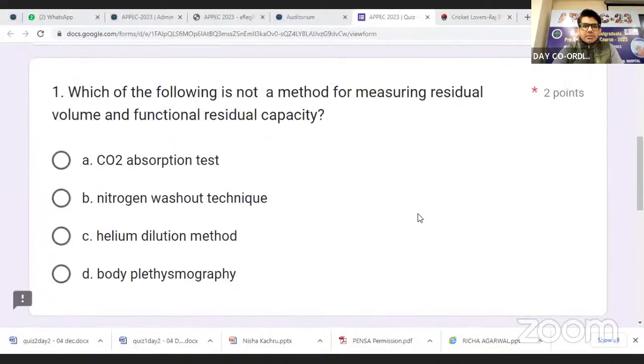Well presented. So we'll quickly have our first quiz for the day before we start with the long case discussion. Can we have the questions for the quiz? The delegates are required to answer them as fast as possible. The first question is, which of the following is not a method for measuring the residual volume and the functional residual capacity? A, CO2 absorption test. B, nitrogen washout technique. C, helium dilution method. Or D, body plethysmography.